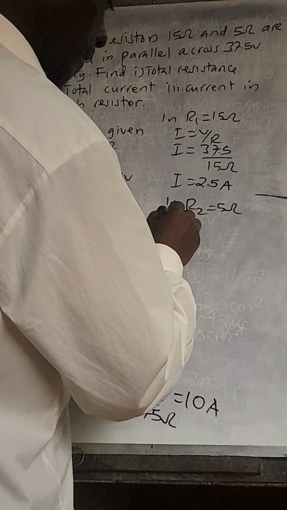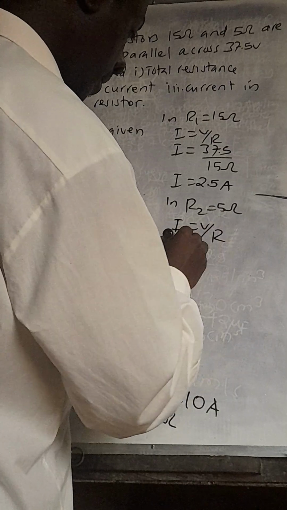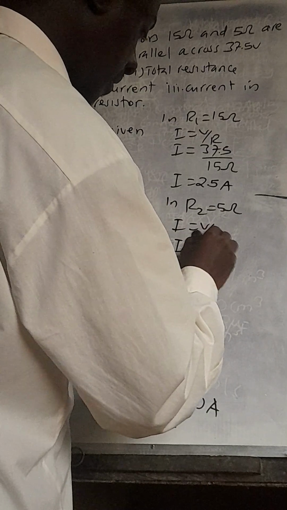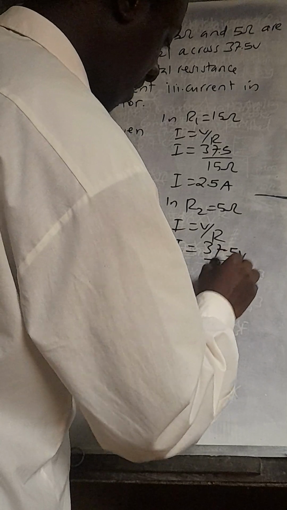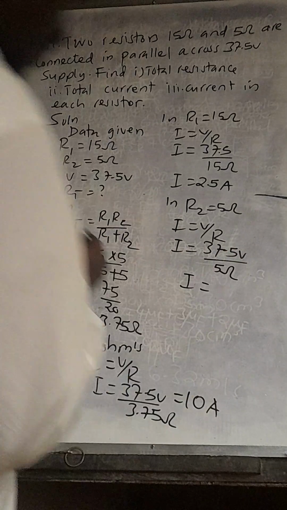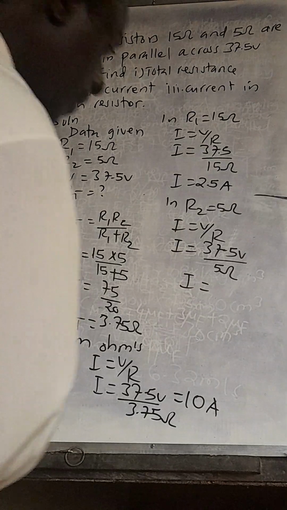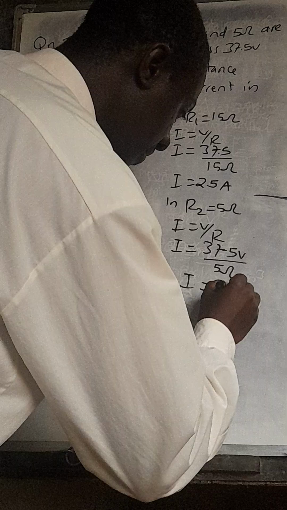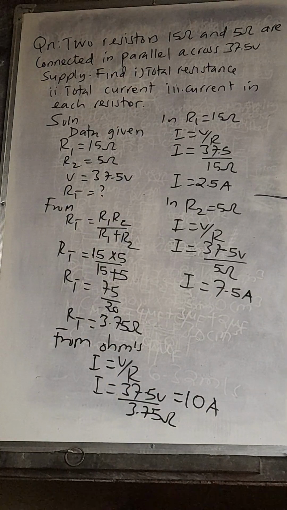Then in R2, which is 5 ohms, I is equal to V over R. So I is equal to 37.5 volts divided by R, which is 5 ohms. So the current you get is 7.5 ampere. So this is how we can do this very interesting concept.